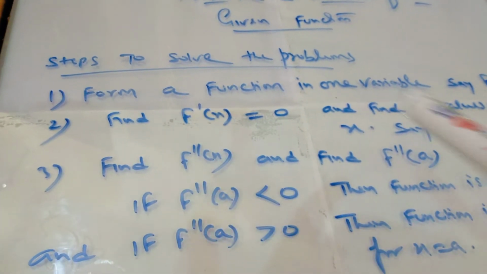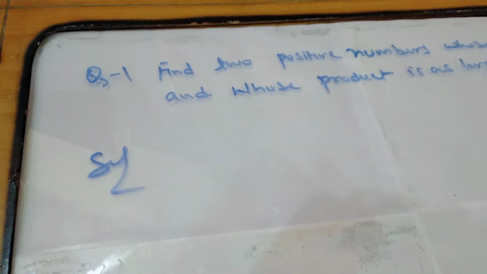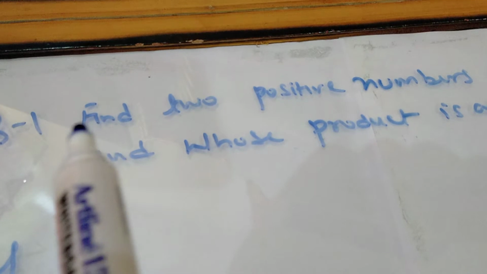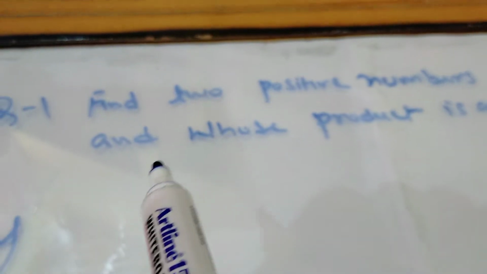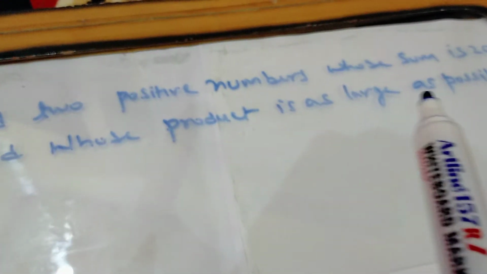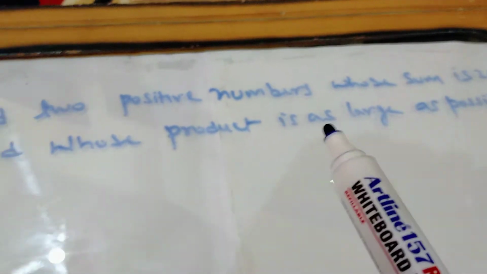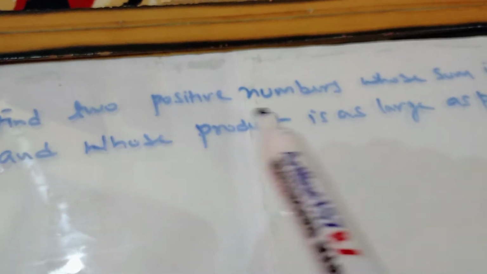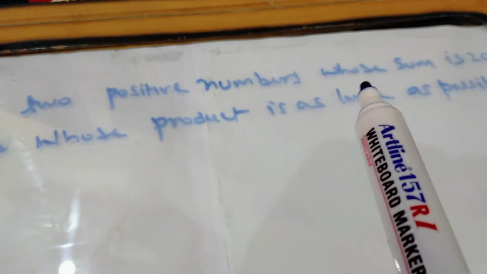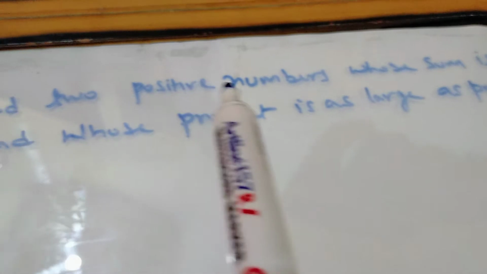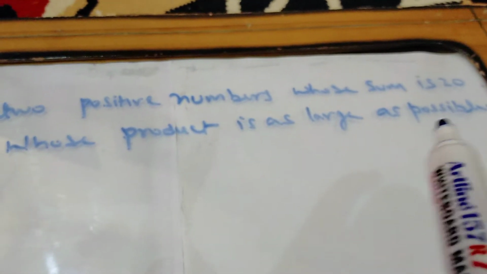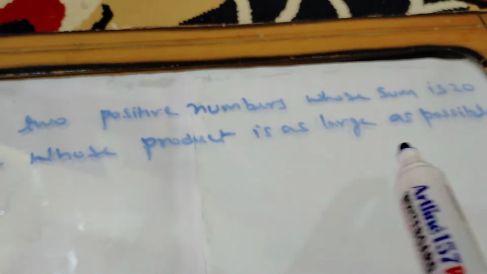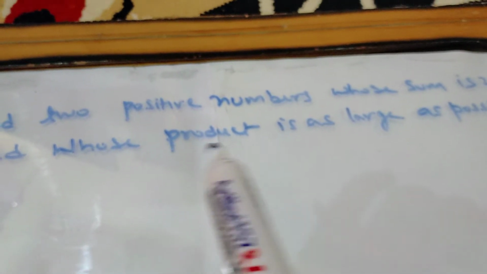Now look at this question. In this question, find two positive numbers whose sum is 20. Means two positive numbers you have to find, their sum is 20, it is already given, and whose product is as large as possible. Means you have to maximize the product of these numbers.